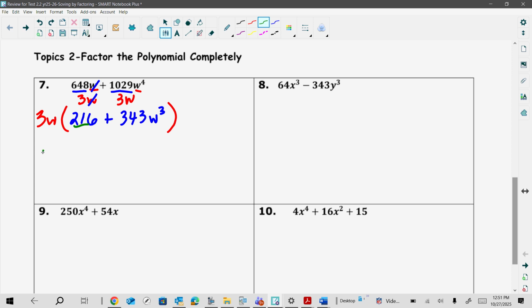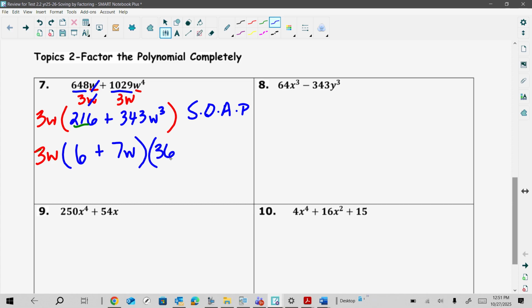We're going to keep the 3W on the outside as our GCF, and now we're going to follow our SOAP acronym because we have a sum of cubes. So this is going to be 6 plus 7W. Then we're doing A squared, so 6 squared is 36. Minus AB, 6 times 7W, that's going to give me 42W, and then plus 49W squared.